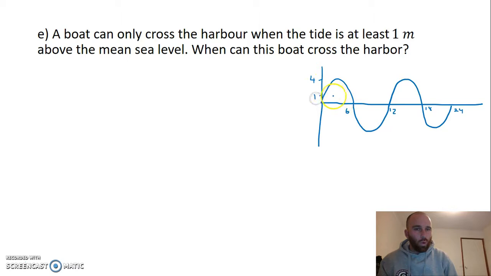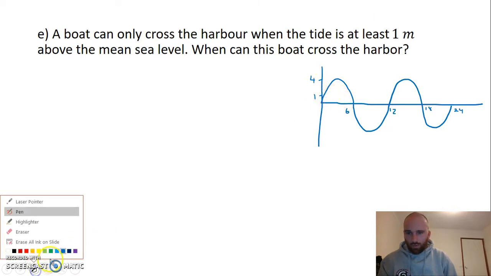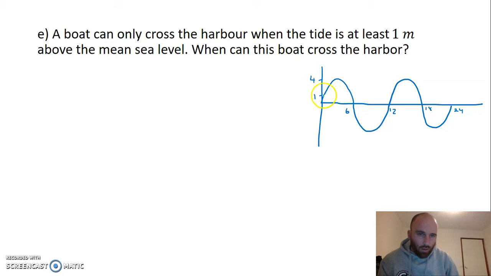So where 1 is, I'll change colours with this, we'll go green. If I drew a very average straight line, what we're trying to do is find where these two lines intersect. So during this period where these two lines intersect, the boat can cross the harbour. What we need to do is find these locations and where they sit. So from there to there, there's some period of times of the day where we can find that.